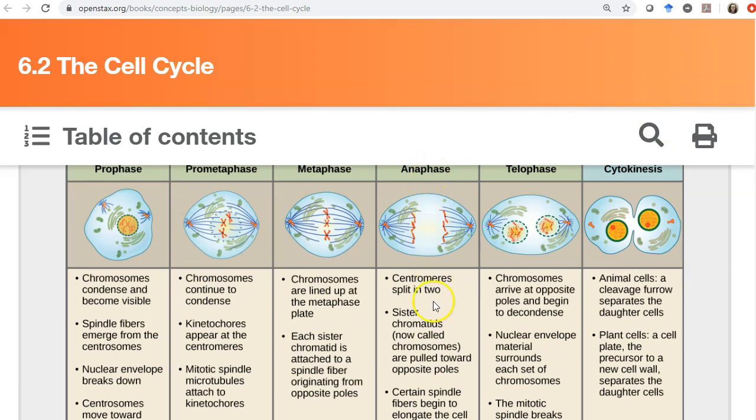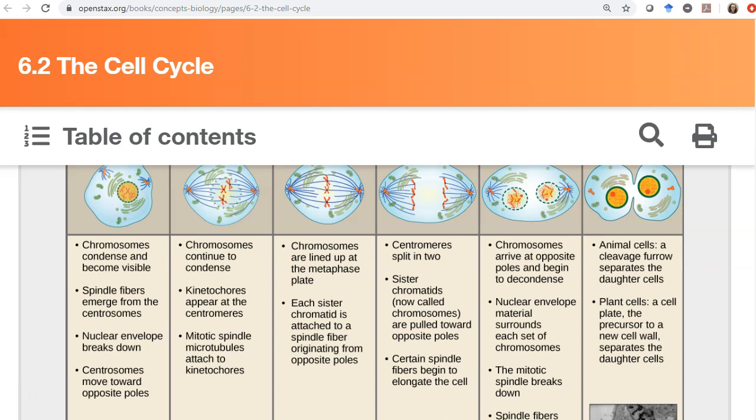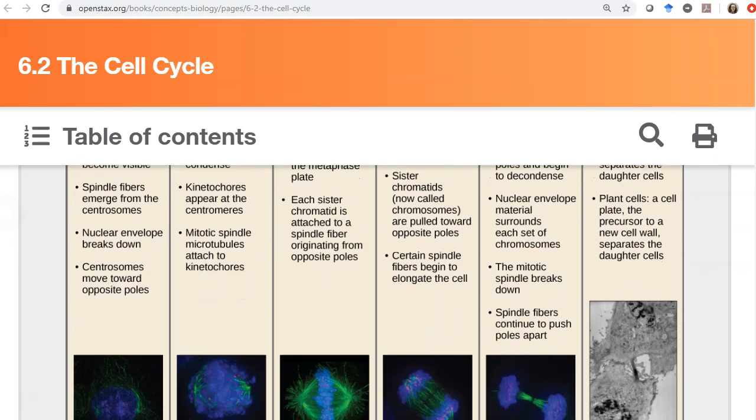Then as we move to anaphase, the sister chromatids, which are now called chromosomes, are pulled towards opposite poles through that comic flip book chemical reaction. And then as we move to telophase, we see this reformation. So things start to rebuild. The chromosomes and the duplicated cell contents, including the organelles, are all at the poles of the cell. The nuclear envelope starts to surround each set of chromosomes, and that mitotic spindle starts to break down, and we go back into a normal cytoskeletal situation.